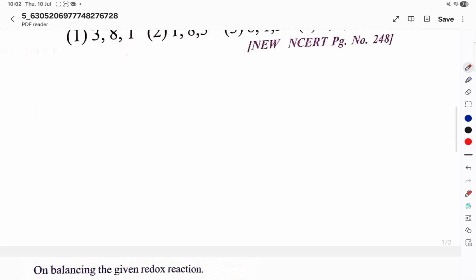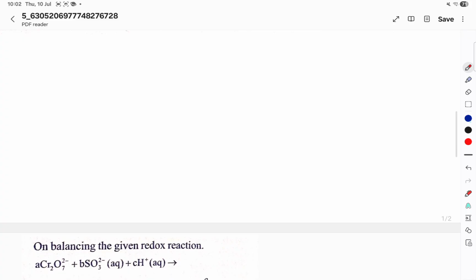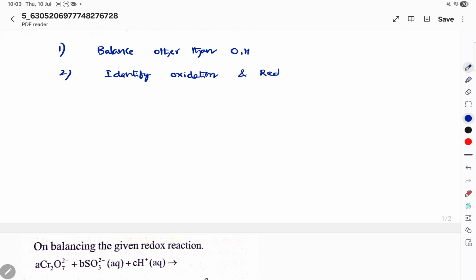Before that, you can remember the rules. What are the rules for balancing a redox reaction? Rule number 1, balance atoms other than oxygen and hydrogen. Rule number 2, identify the oxidation half reaction and the reduction half reaction.